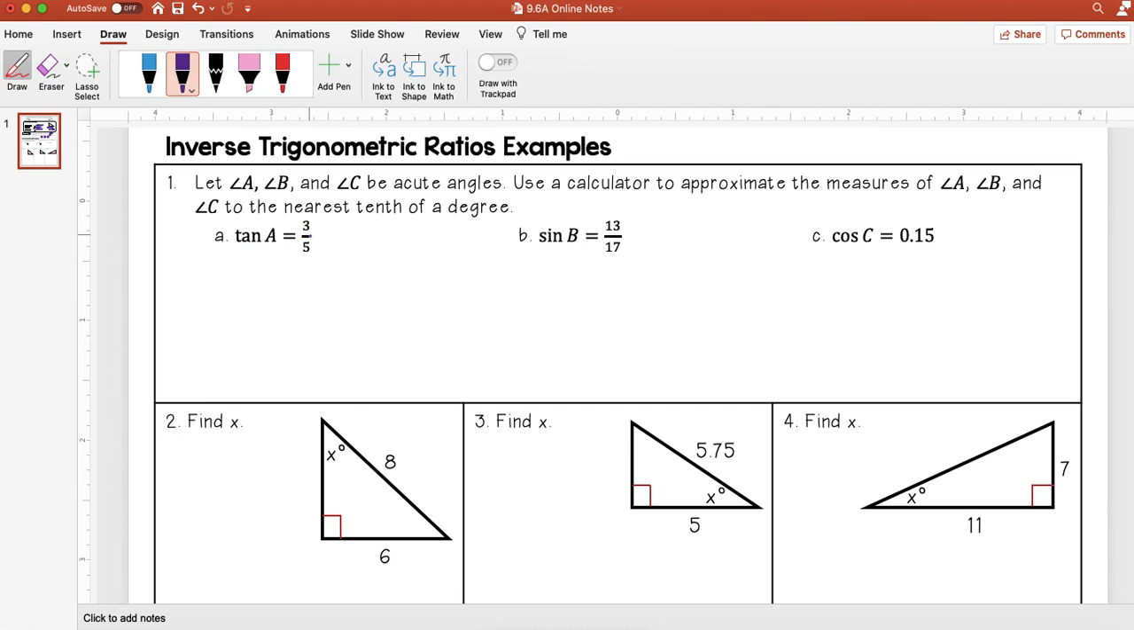So I have that tangent of A is equal to 3/5. Well, I know I can take the inverse tangent on both sides. And so when I have tangent inverse and tangent, those cancel each other out. So I just have measure of angle A is equal to the inverse tangent of 3/5. And now I need to go over to Desmos to actually find out what this is.